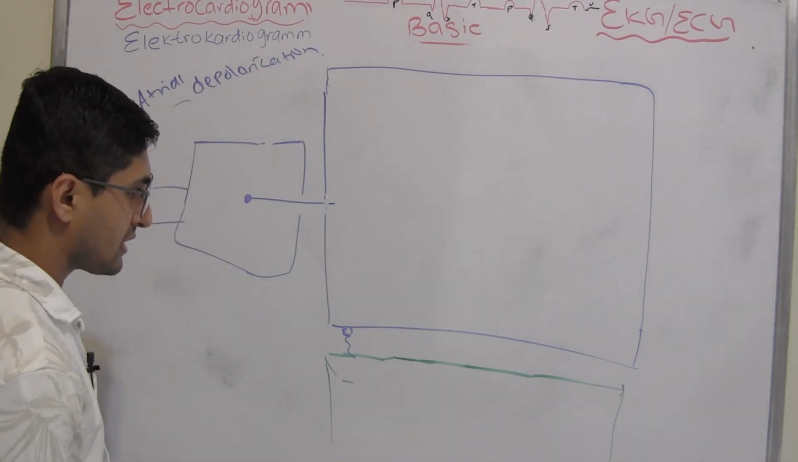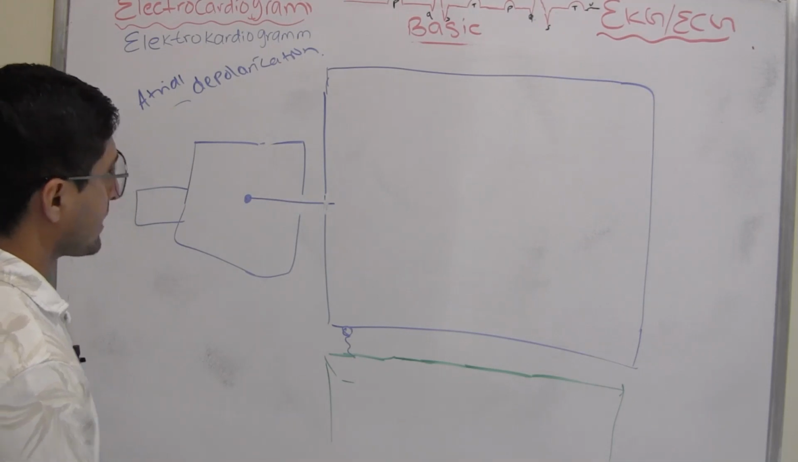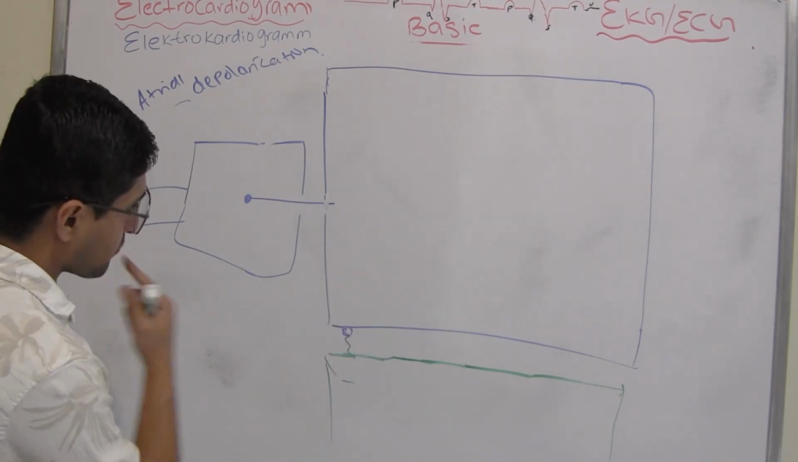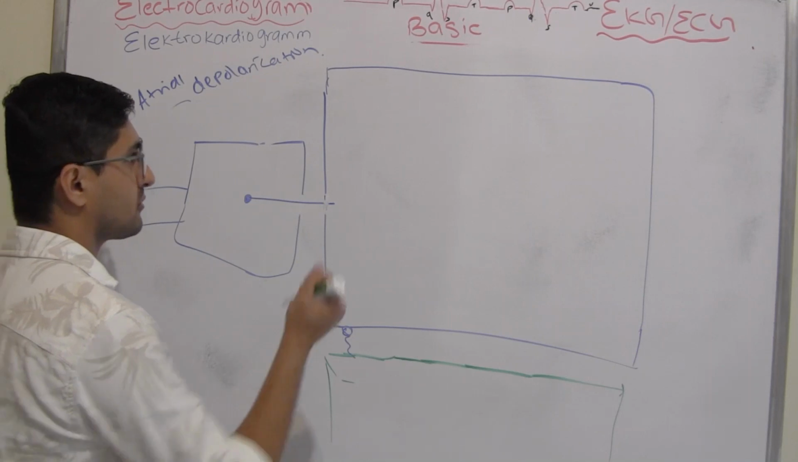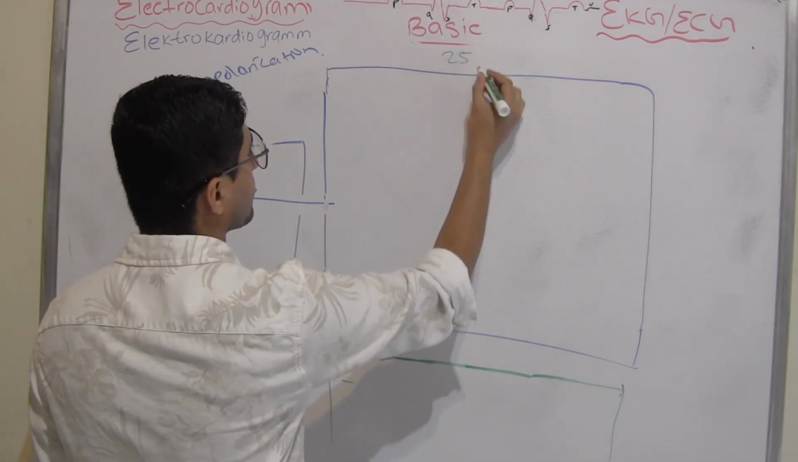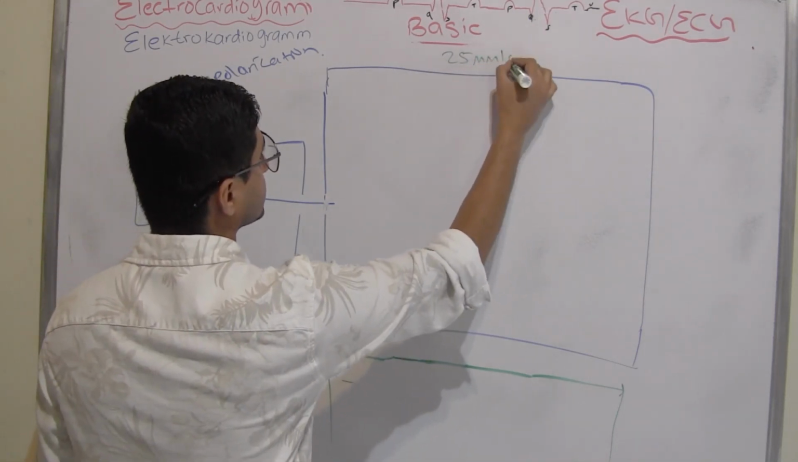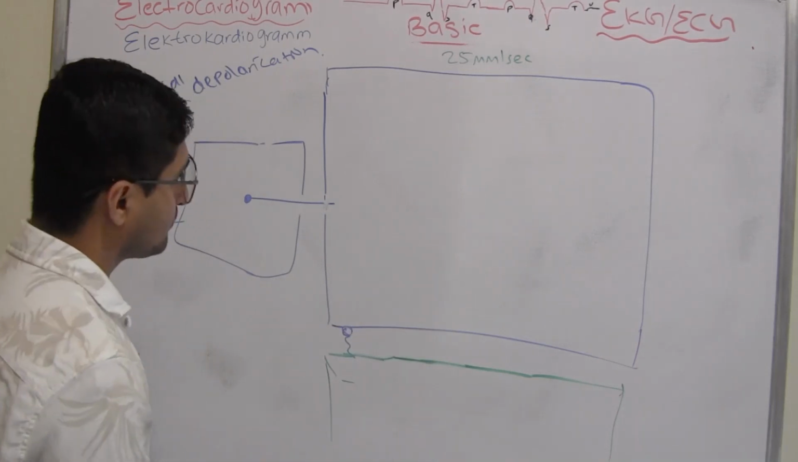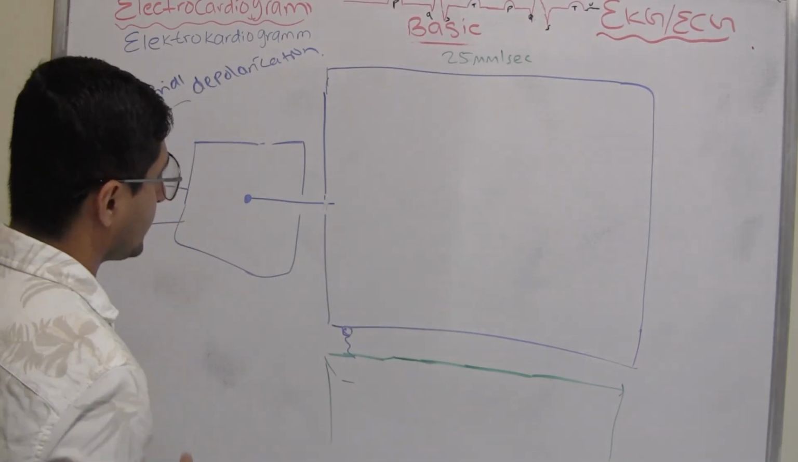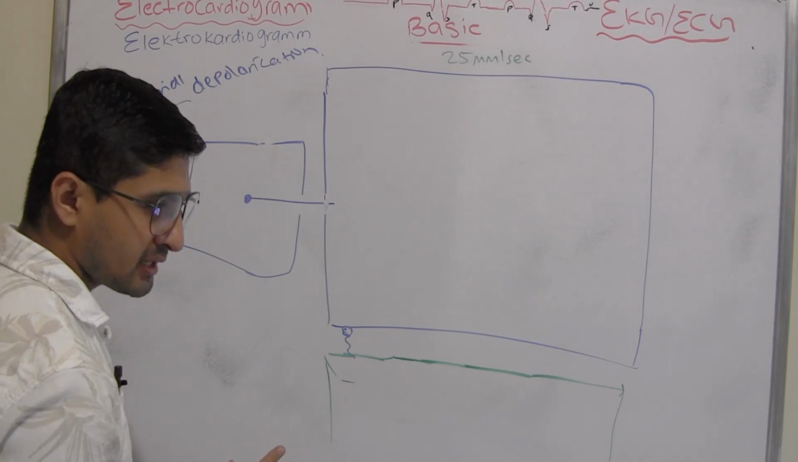Pattern. So now what we're going to do is draw this. If you look at the ECG paper, it's moving over at about 25 millimeters per second. That's what it usually moves at, and this is how it is moving.